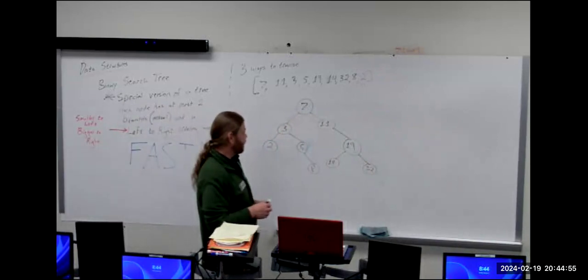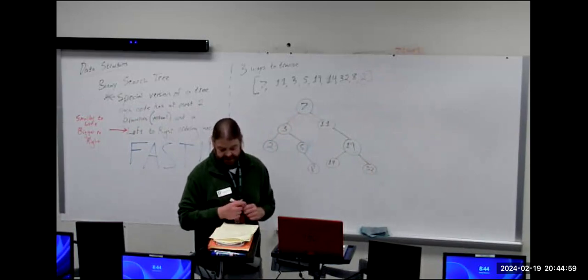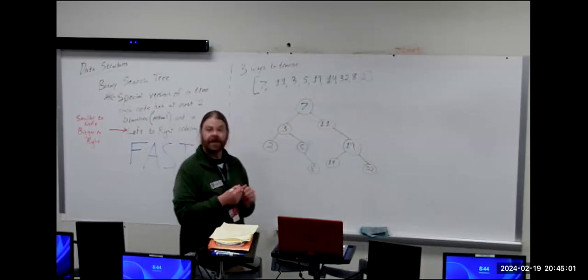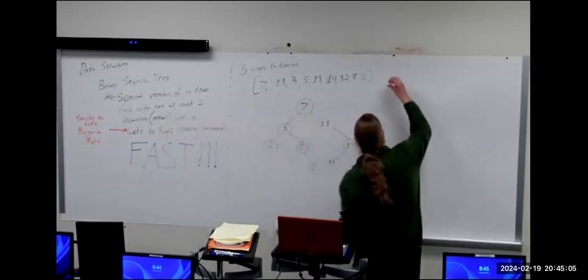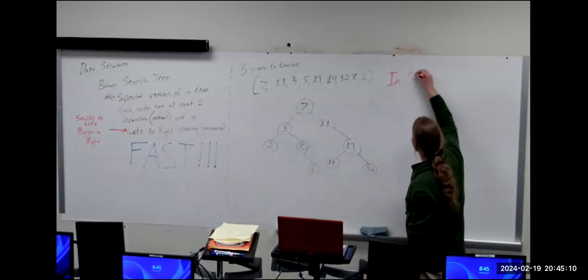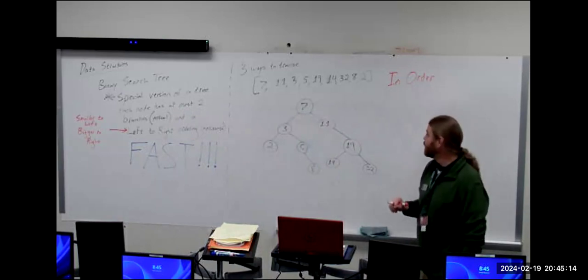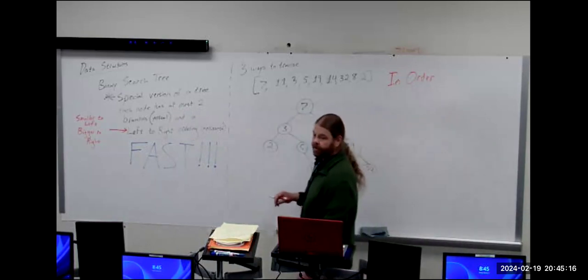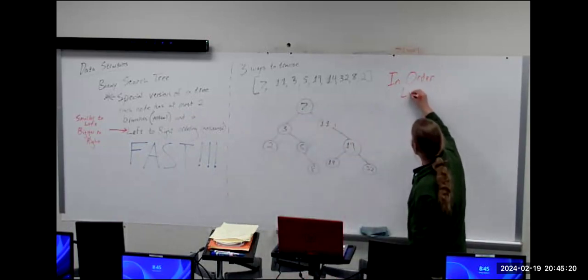So we have 3 ways to traverse our list. The first one is in order. I'll do that in red. In order. Am I still on the video? Yeah, okay, good. So we always start at the root. And in order is left, node, right.